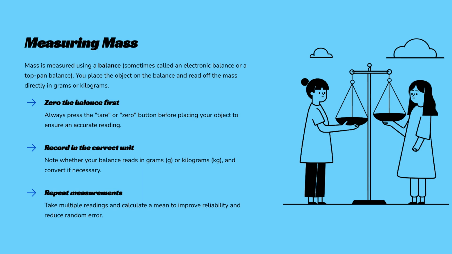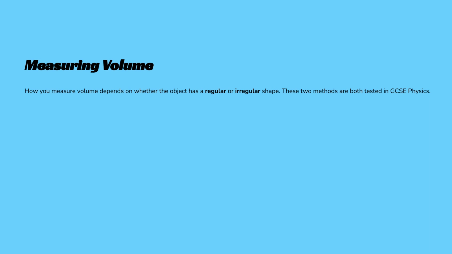To measure mass, use a digital balance. Remember to zero or tare the balance before starting. Check your units, grams or kilograms, and take repeat measurements to calculate a mean, which improves the reliability of your results. Measuring volume depends on the object's shape.